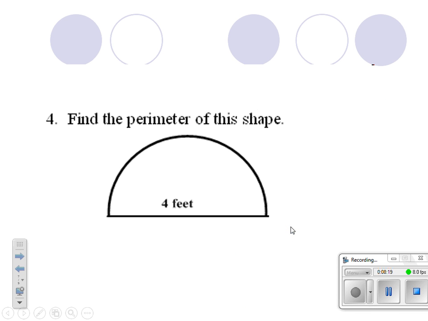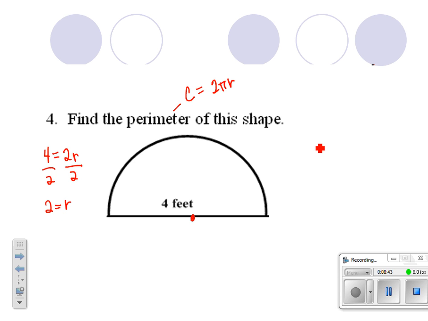All right, let's do another example. Find the perimeter of this shape. Okay, perimeter means circumference. Okay, and circumference is 2 pi r. And we have a diameter here of 4 feet. So that must mean if I have a diameter of 4 feet and I know that the diameter is equal to 2r, I can divide that diameter by 2 and my radius is 2.